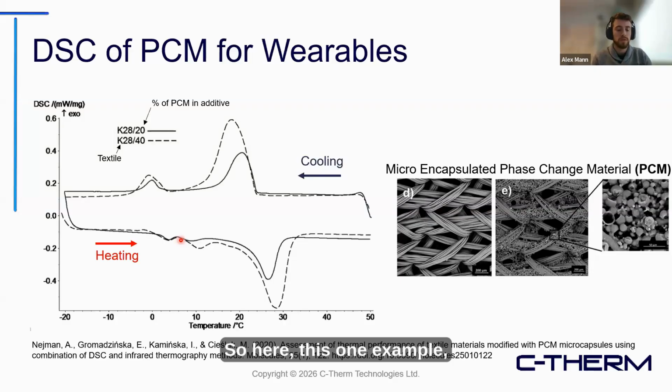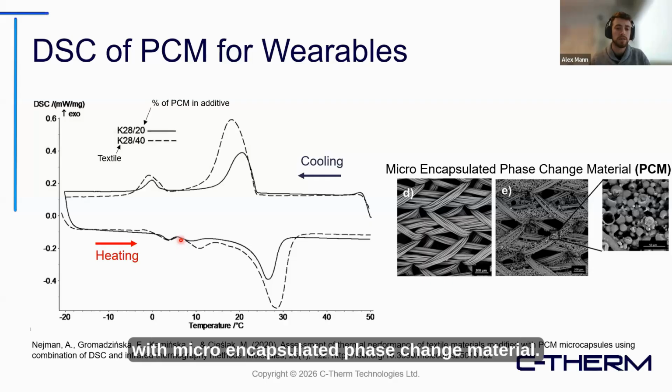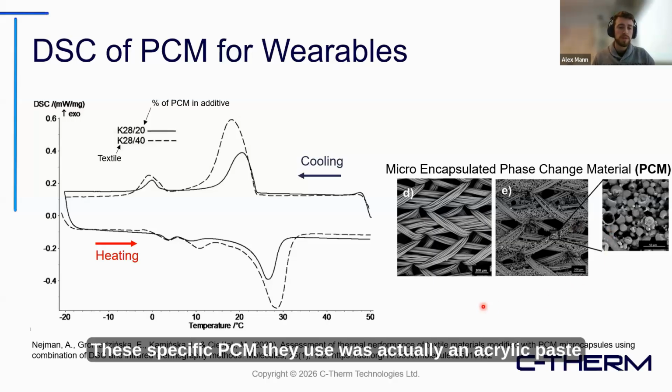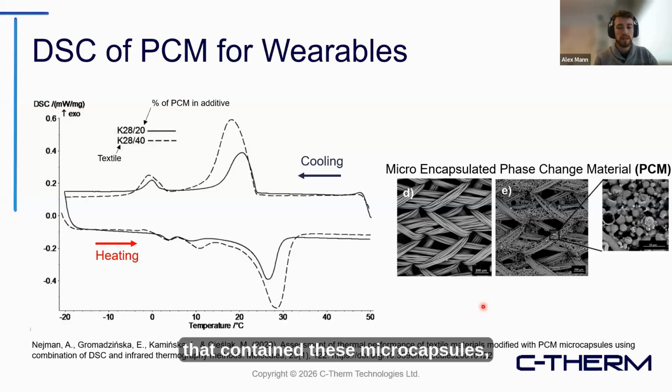Here is an example, a paper by Nejman et al. What they did was they infused textiles with micro-encapsulated phase change material. As we can see here on the right, we have a traditional woven textile and a traditional woven textile which has had PCM infused into it. The specific PCM they used was an acrylic paste that contained these microcapsules, which contained the PCM. It was 20% for one of the samples and 40% for another.